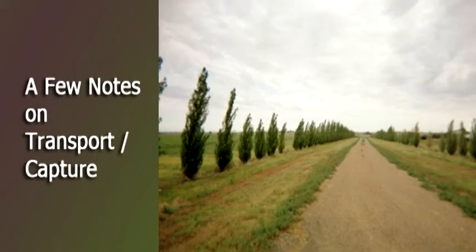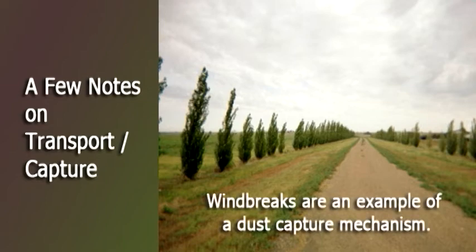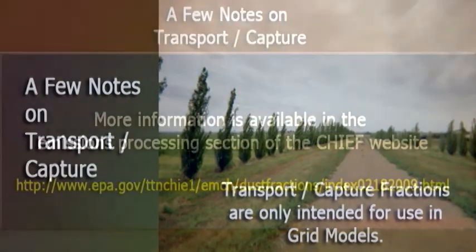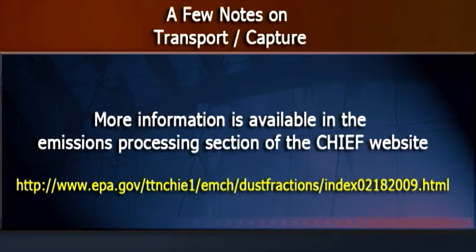A few notes on transport and capture fractions. First, windbreaks are an example of a dust capture mechanism that have been tried and true and used for decades. Also, note that the transport and capture fraction concept has only been implemented for use in grid models. Gaussian models would require a different approach. More information is available in the emissions processing section of the CHIEF website.